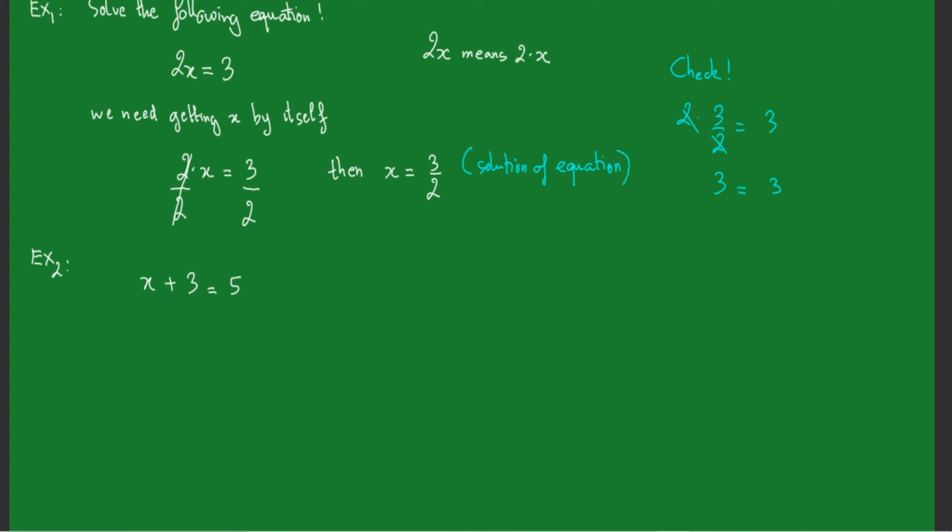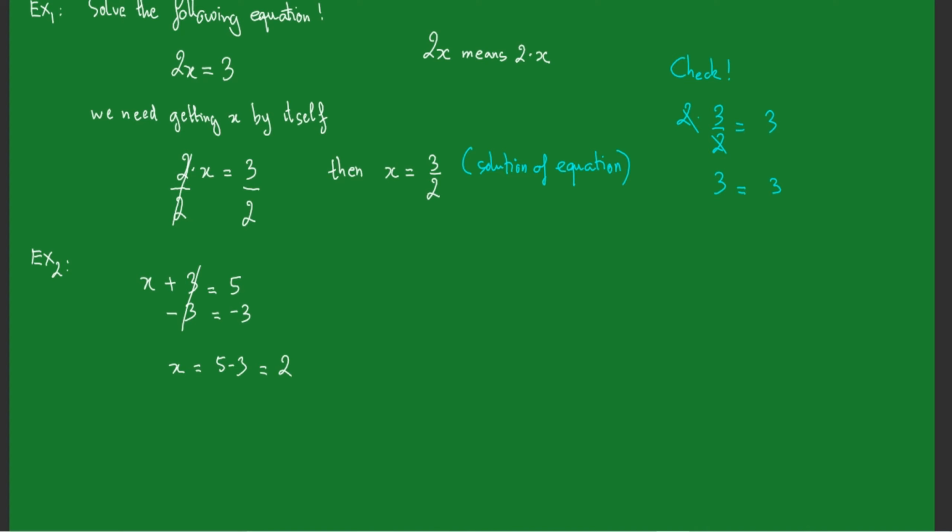So what you're going to do is subtract both sides by 3. When you subtract 3 minus 3, there's nothing left, so it's gone. You cannot do division because this is not multiplication. So what you have left is x equals 5 minus 3. 5 minus 3 is 2. There you go, so that's the answer.